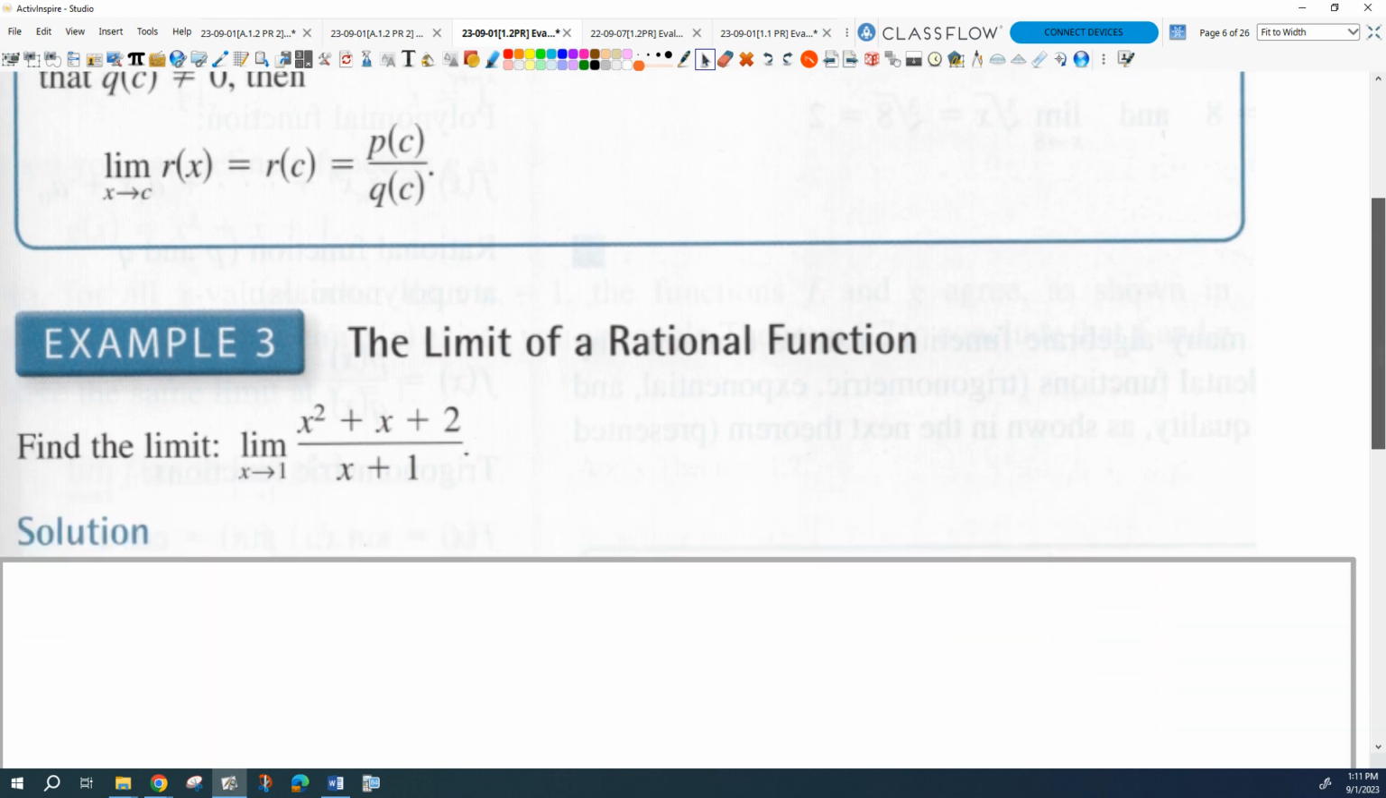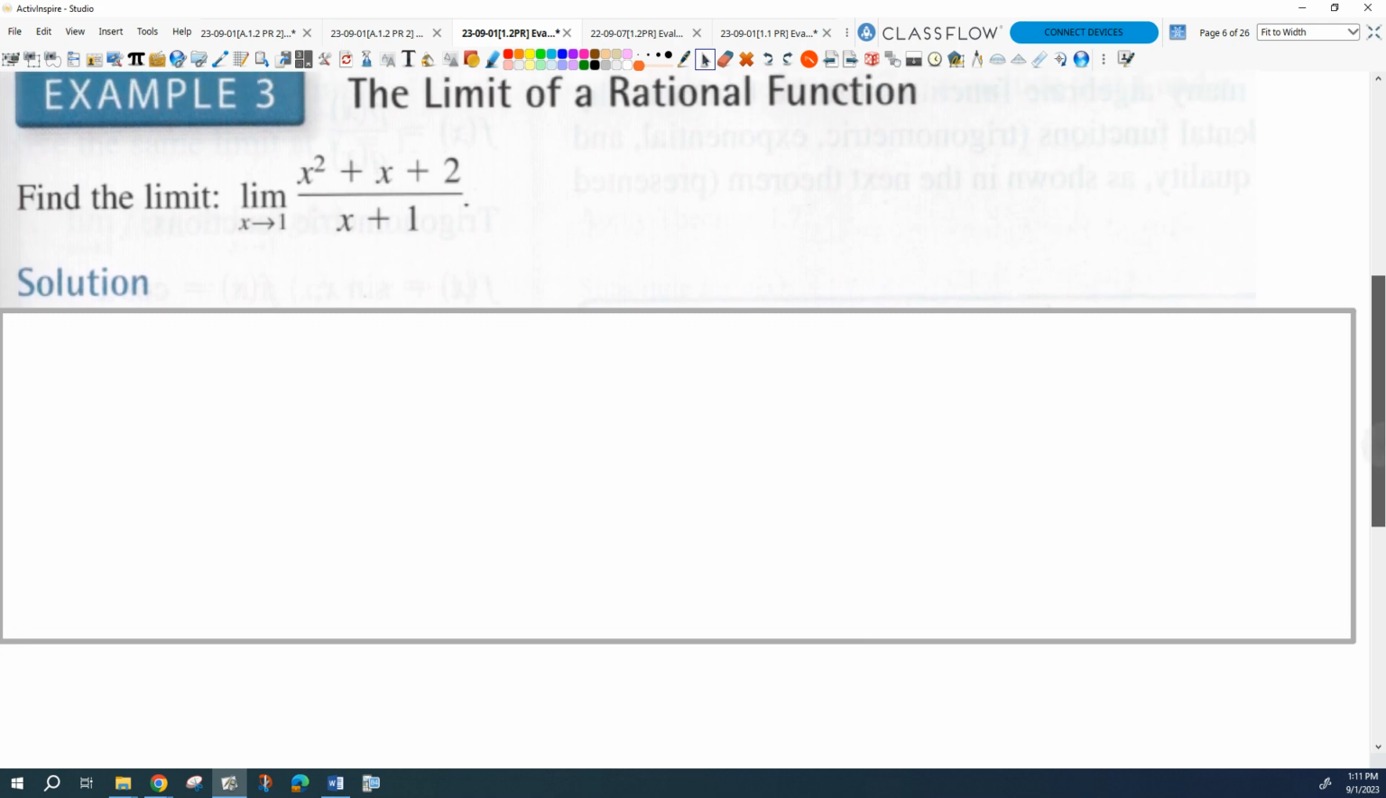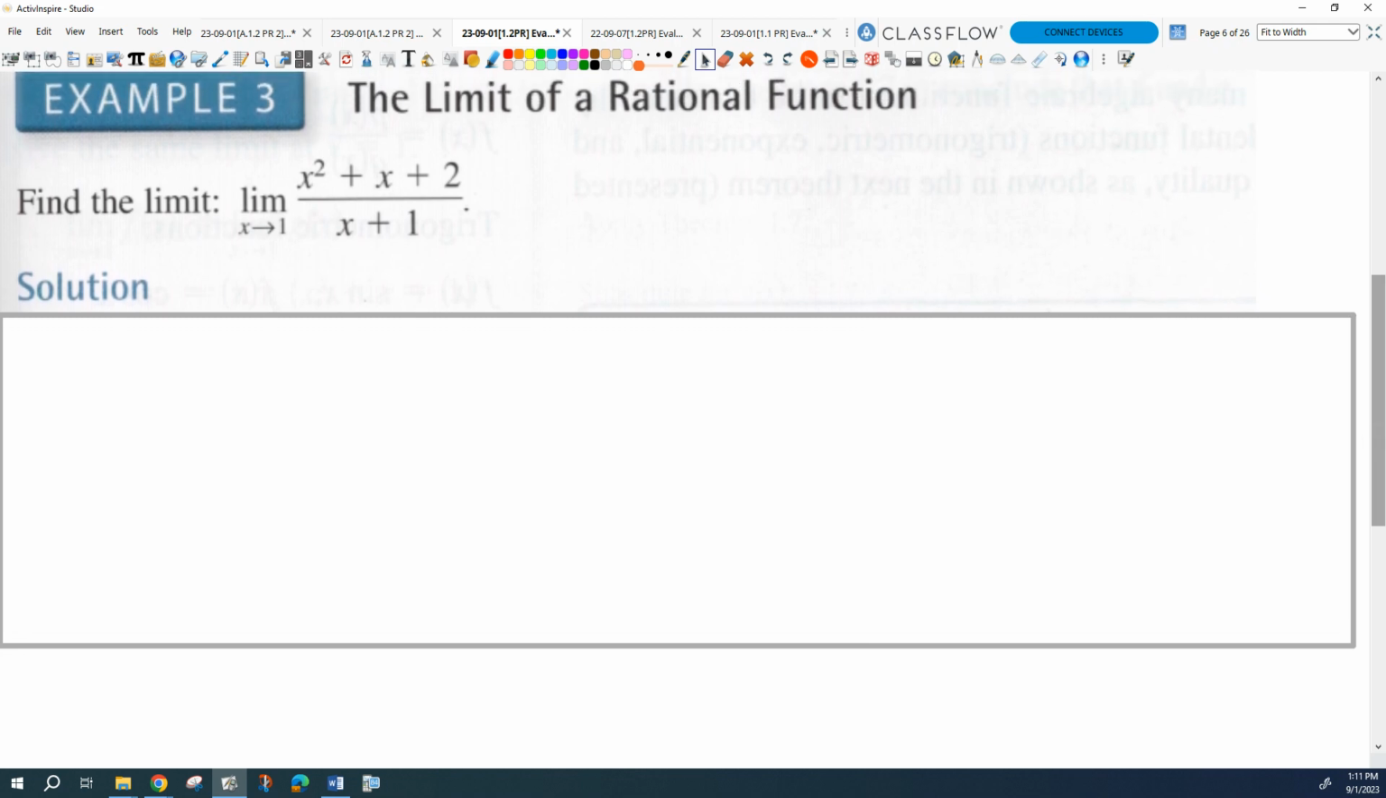So let's try one here. How about this guy? Do this one in your head. What's the limit of that rational function as x approaches 1? Yeah, right? How come? Because we get 1 squared plus 1 plus 2 over 1 plus 1. Well, that's just 4 over 2, which is 2.